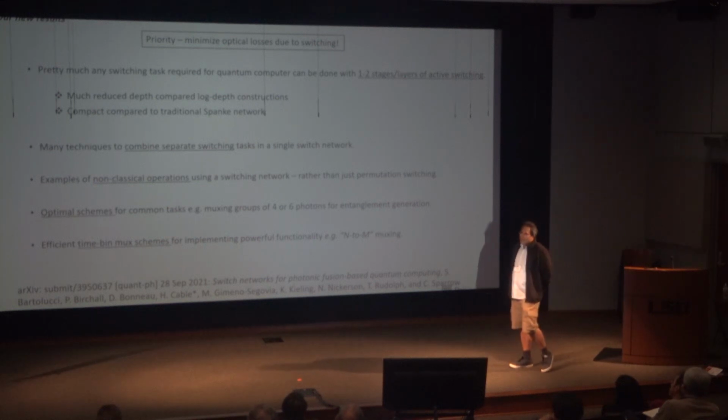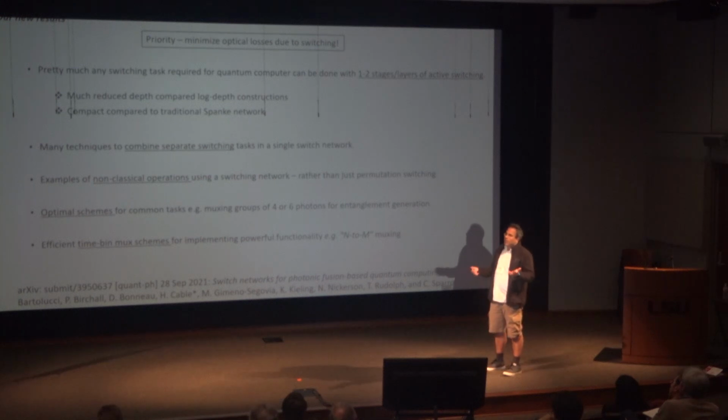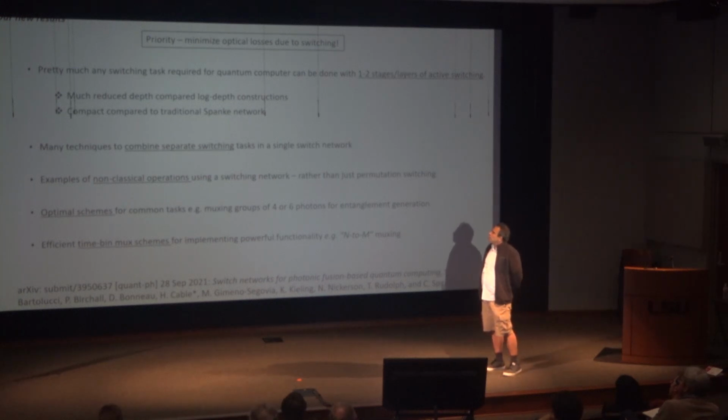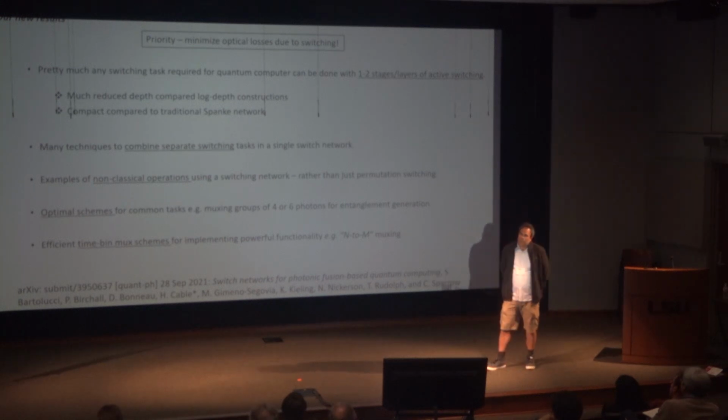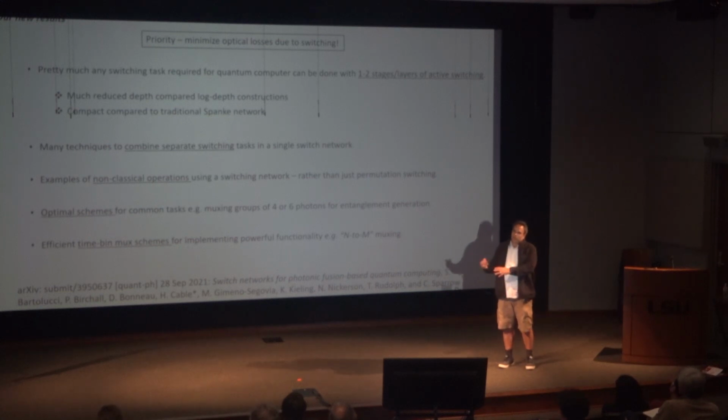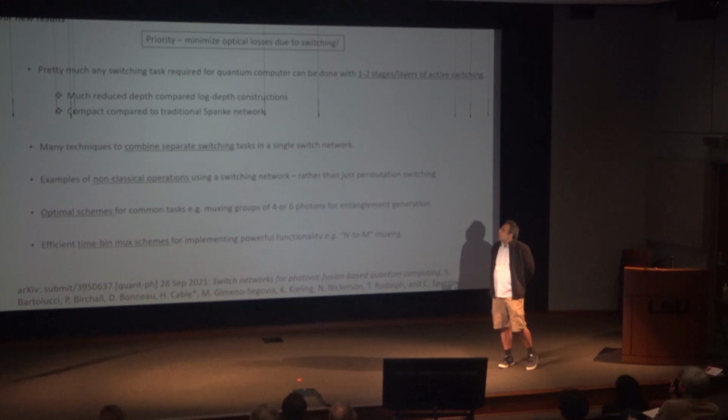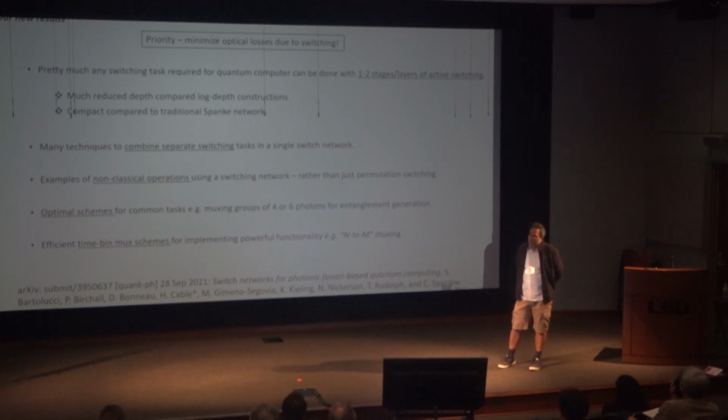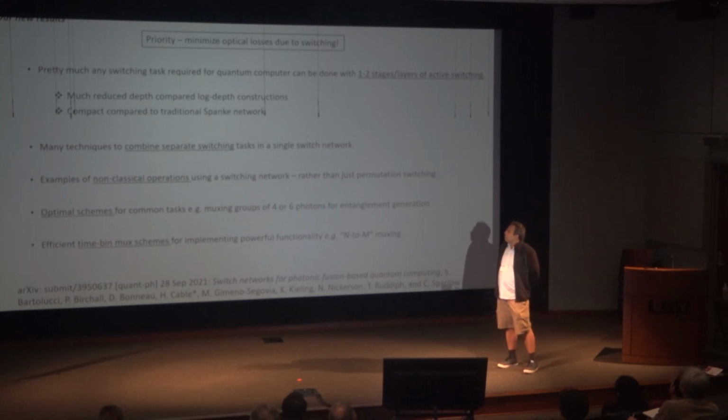There's also many techniques to combine different functionalities within one switch network. An example of that would be I have probabilistic inputs and I want to multiplex them, but I also want to have a corrective swap. And if you look carefully at the operations that you get in switch networks, you can often combine things.